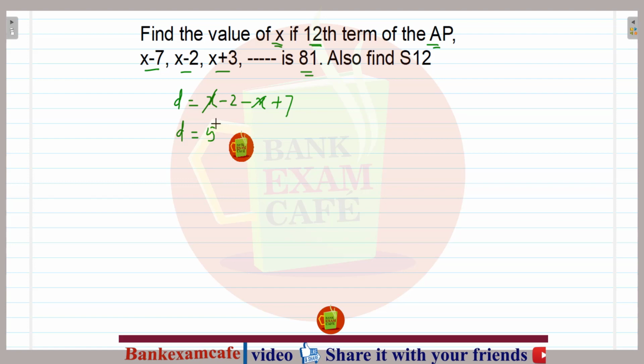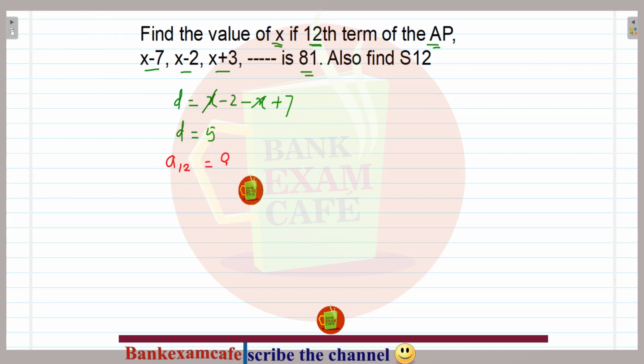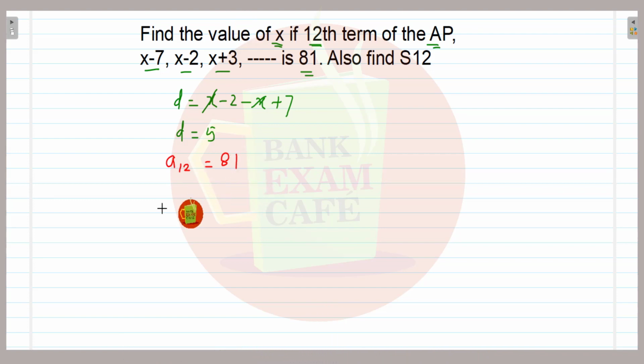So here we have got d is equal to 5, so A12, that is the 12th term, is given as 81. But the 12th term we write as a plus 11d, which is equal to 81. Here a is the first term, and d is 5, which we have calculated. The first term is x minus 7. So we will put here x minus 7 plus 11d, that is 11 into 5, which is equal to 81.